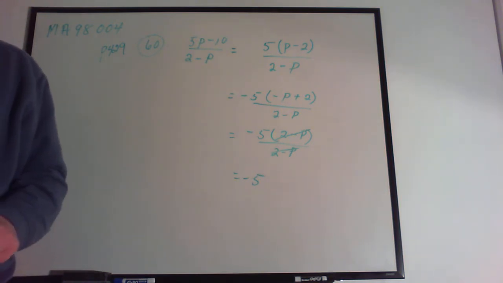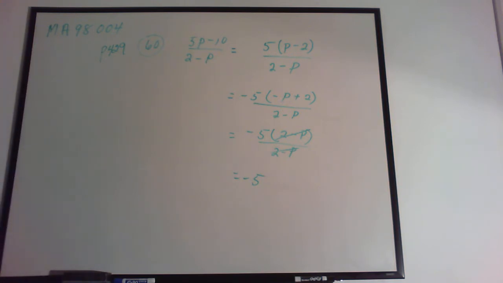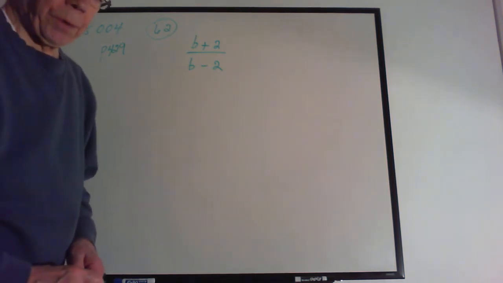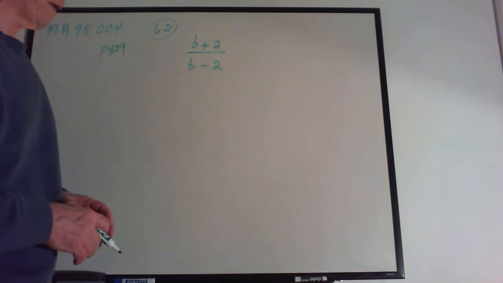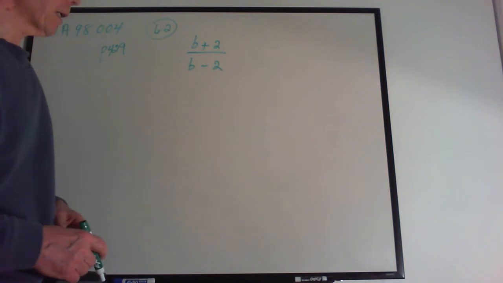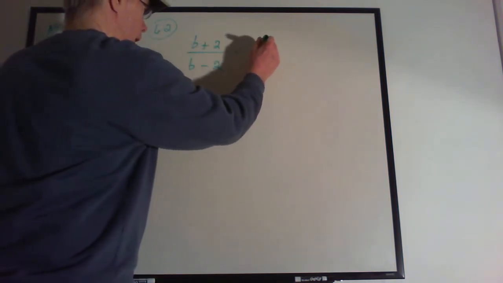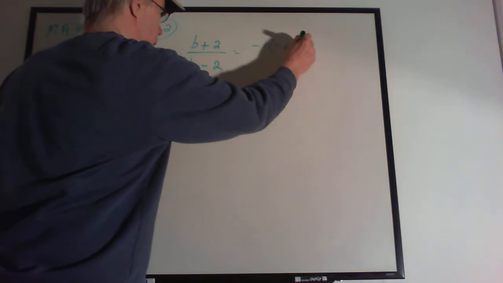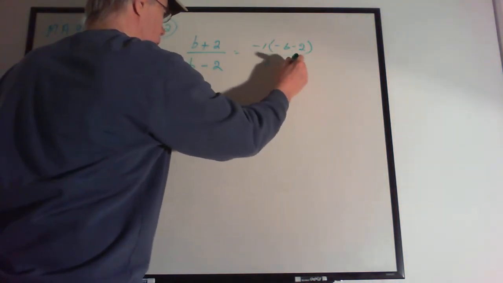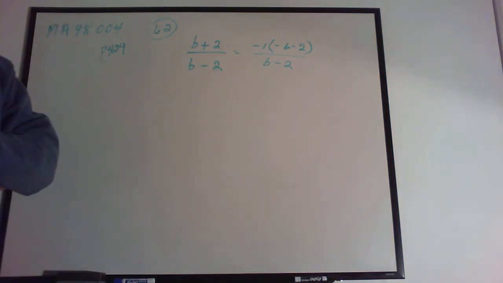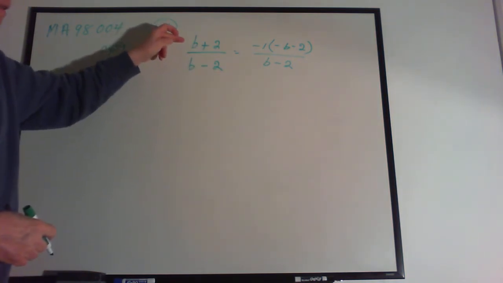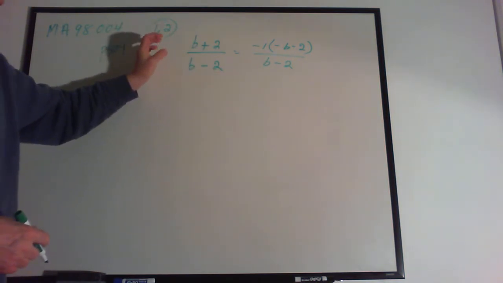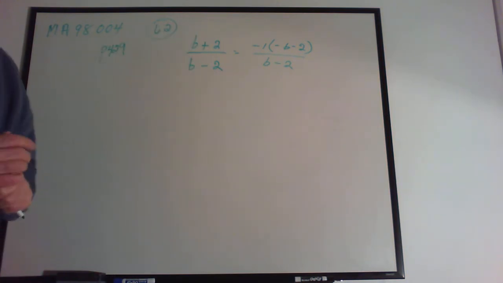So take a look at number 62. Pause the video. All right, with number 62, it says b plus 2 over b minus 2. What can I do? Nothing. Another thing I can do with that, if I put a negative sign here, I would end up getting negative 1 times negative b minus 2. They're still not the same, so I cannot cancel them. I would have to cancel the whole thing. I cannot cancel the b's. I have to cancel everything in the numerator and everything in the denominator in this case.